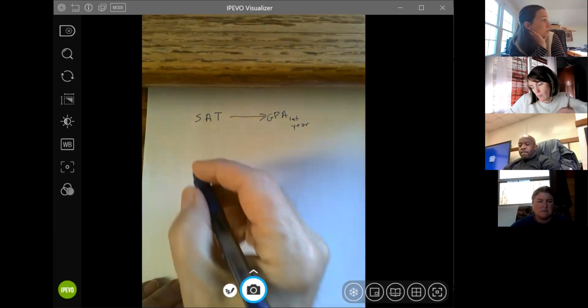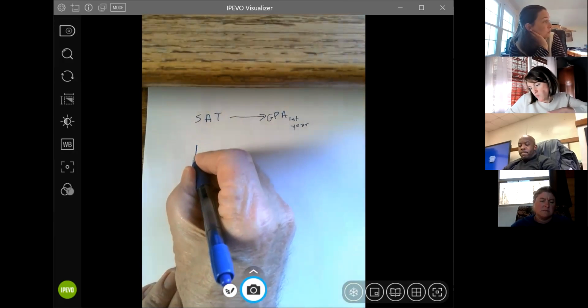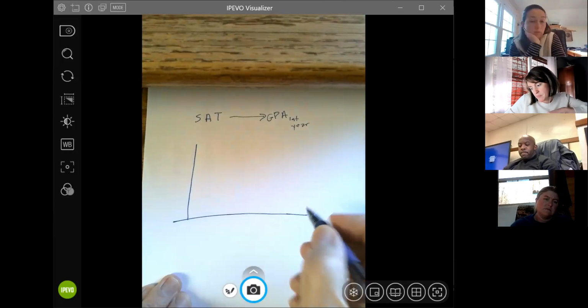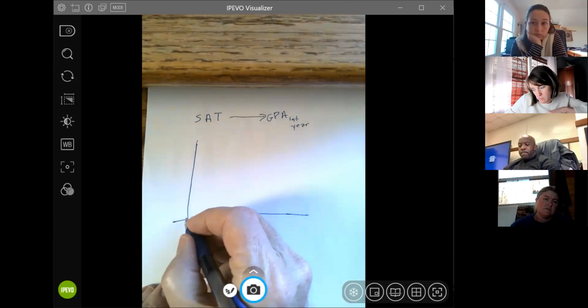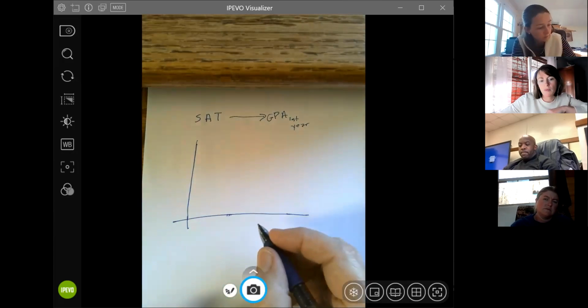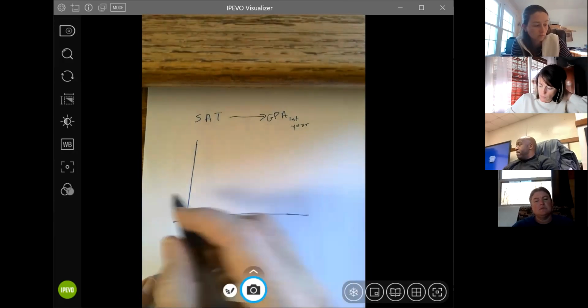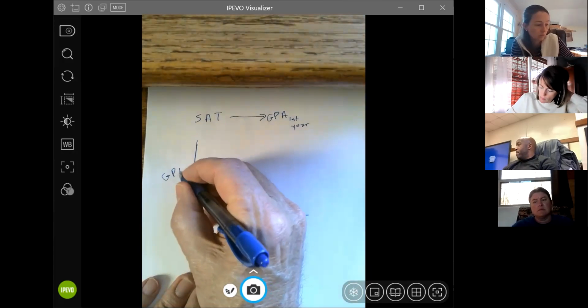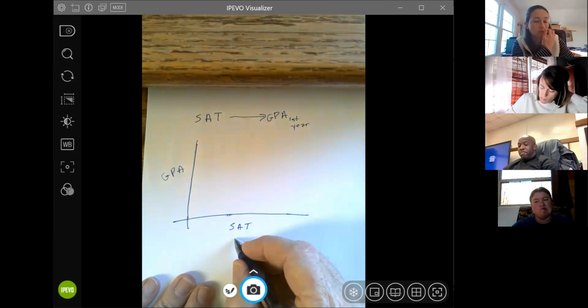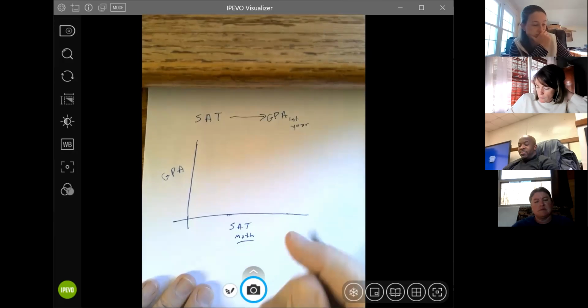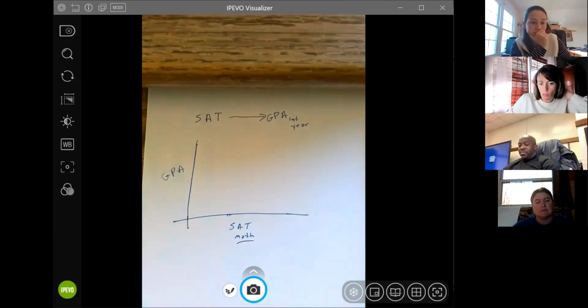One way of working with this is to do a correlation in which we do the Cartesian thing. We just plot data on a curve. Let's say we put SAT values on one axis and GPA on the other. This in particular is the SAT math portion, which has a maximum value of 800, I think. Is that right? 800 or 600?